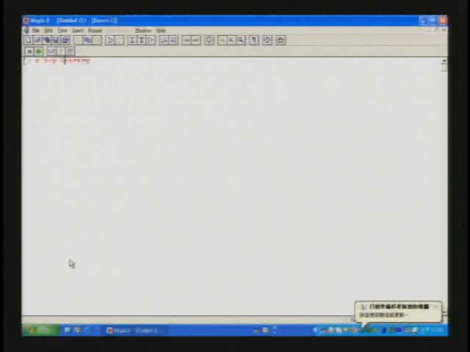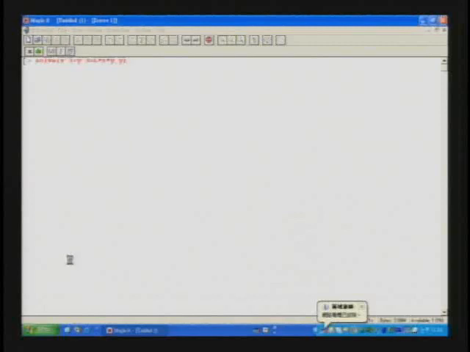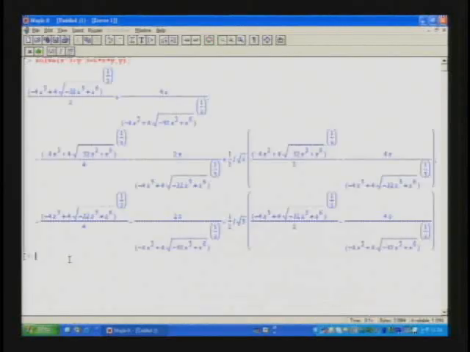Maple is able to solve equations. The command for this is solve. Then you have to tell Maple for which variable, y in this case. So solve this equation for y. You see that it takes a little bit of time, but Maple has no problems finding the solutions.